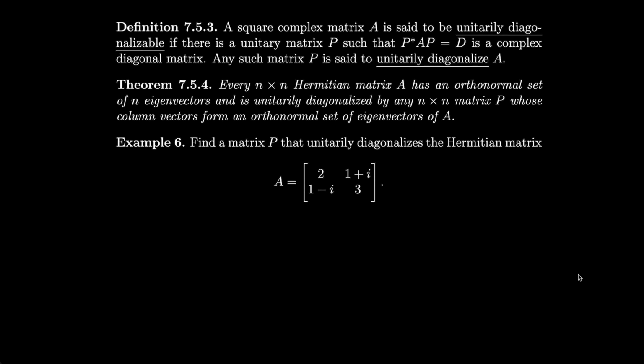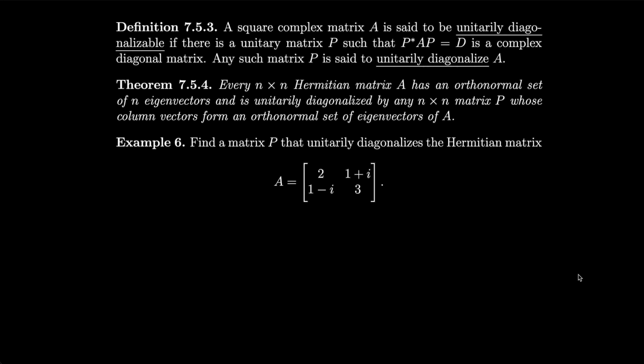A square complex matrix is said to be unitarily diagonalizable if there is a unitary matrix P such that P star AP equals D, a complex diagonal matrix. Any such matrix P is said to unitarily diagonalize A. Every n by n Hermitian matrix A has an orthonormal set of n eigenvectors and is unitarily diagonalized by any n by n matrix P whose column vectors form an orthonormal set of eigenvectors of A. So using that theorem, we can find a matrix P that unitarily diagonalizes the Hermitian matrix given over here.